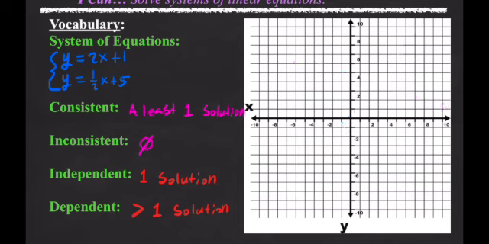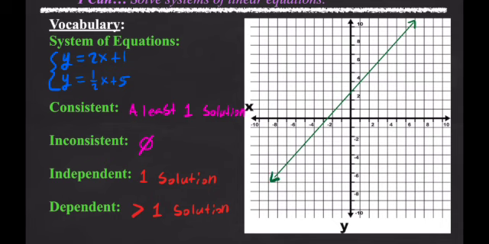Let me give you another example. Let's say we had this, where this was one of the lines and this is another line. Those are parallel lines. Do parallel lines ever cross? No. So that would be an example of inconsistent, if it does not have any solutions, if they are parallel.